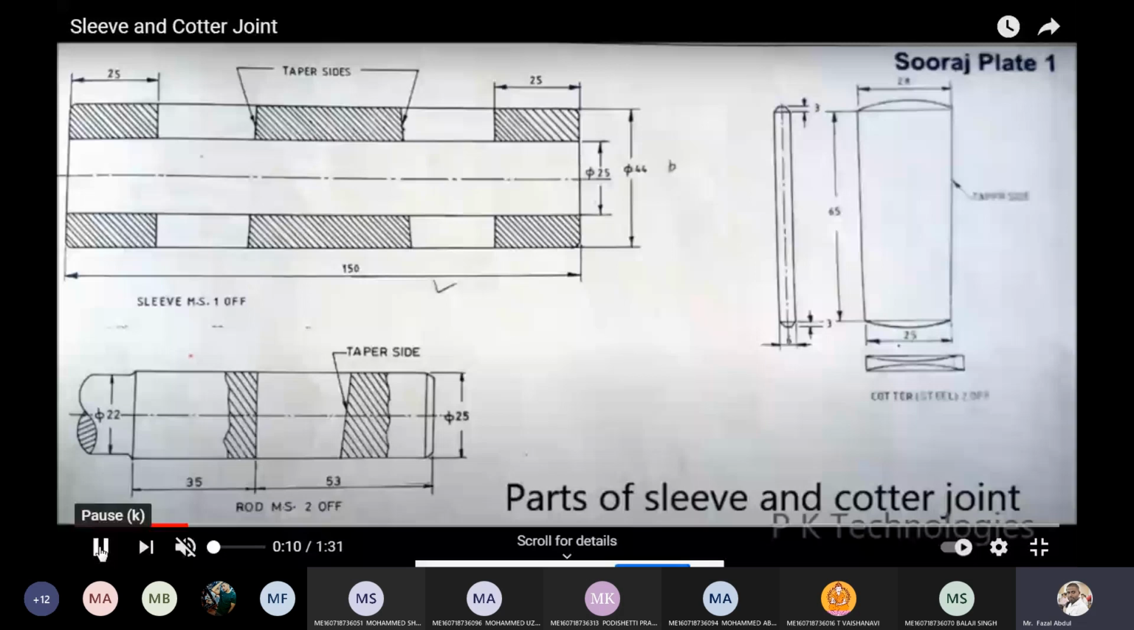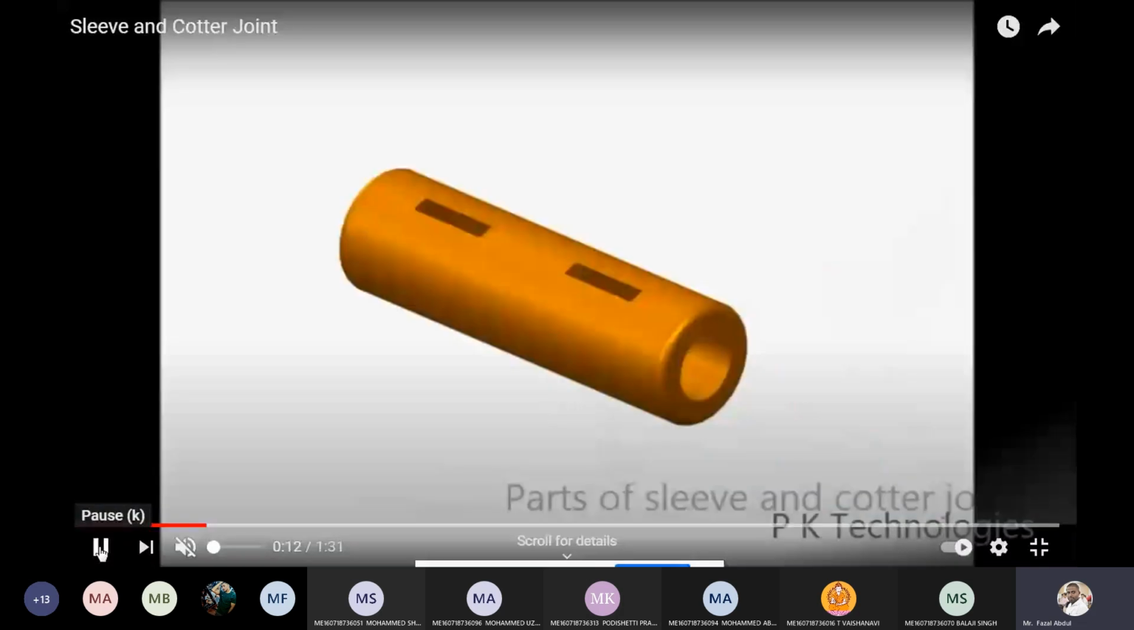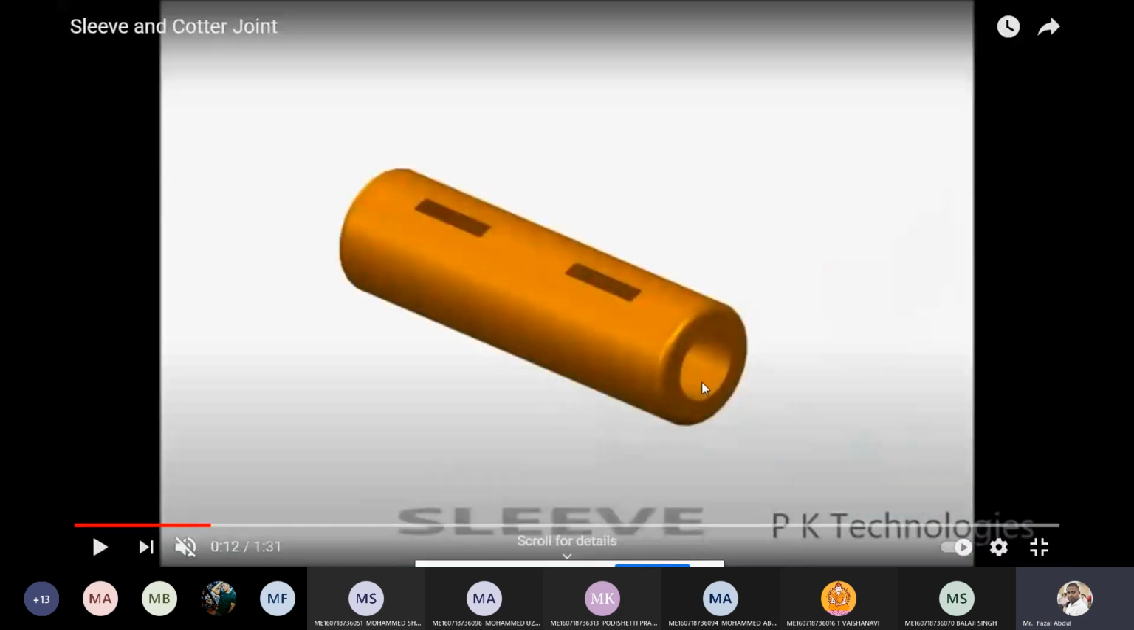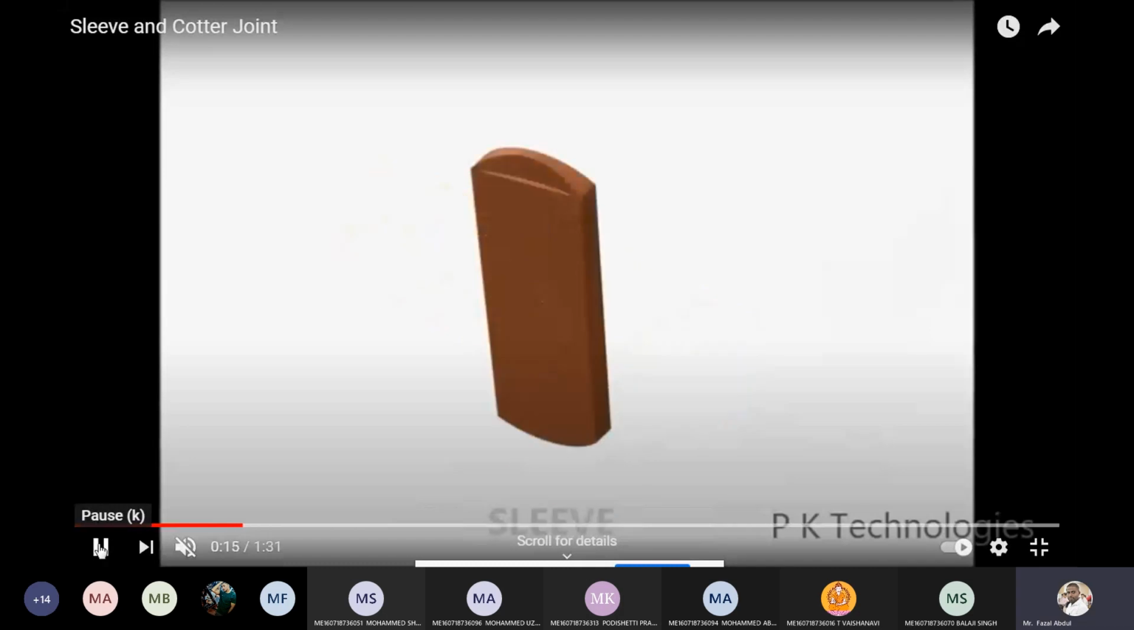So this is the sleeve. Sleeve is considered here. Remember this point for the entire design procedure. Sleeve is a hollow circular shaft. On this sleeve, two slots are provided, means two holes are provided for insertion of the quarter. And this is a quarter, having a flat wedge shaped rectangular metal piece.